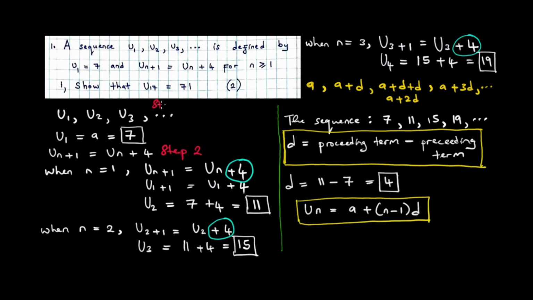So step 1, we need the first 4 terms. And why do we need them? To know whether it is an AP or a GP. That's step number 1.